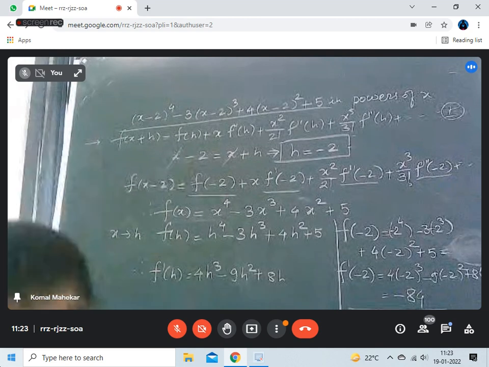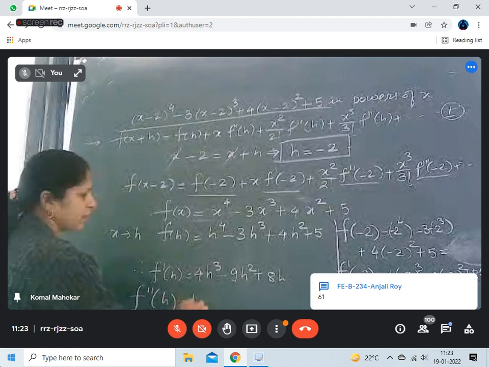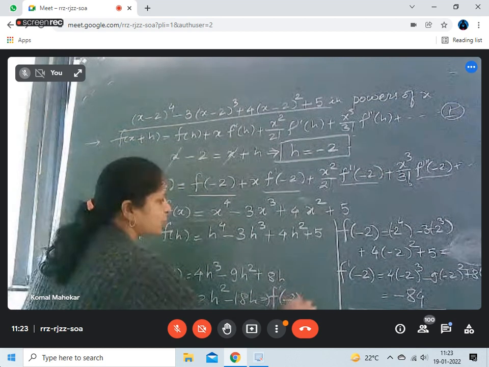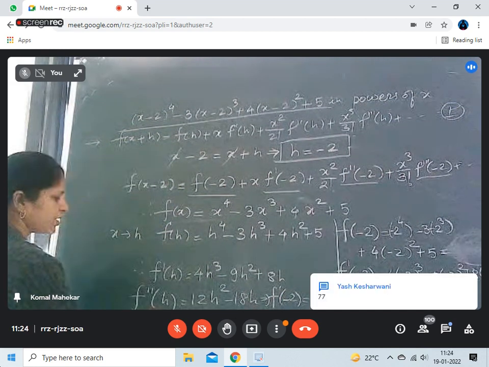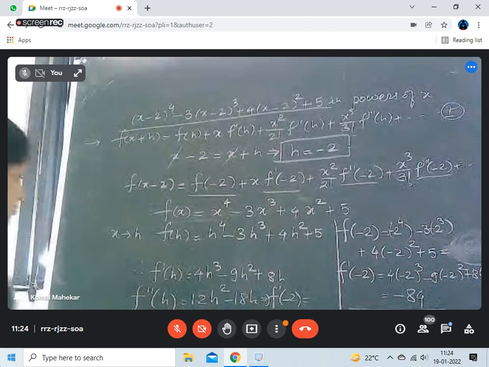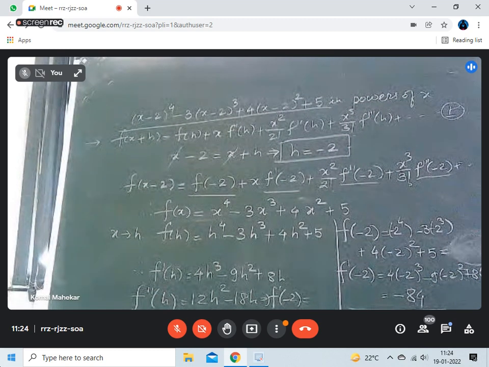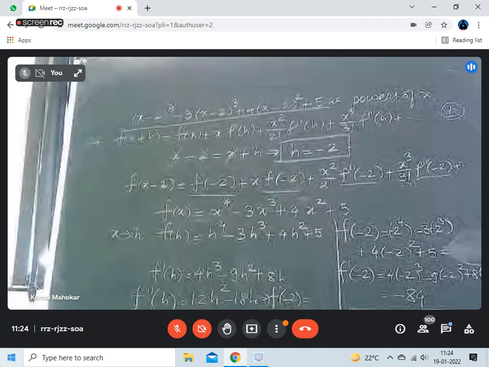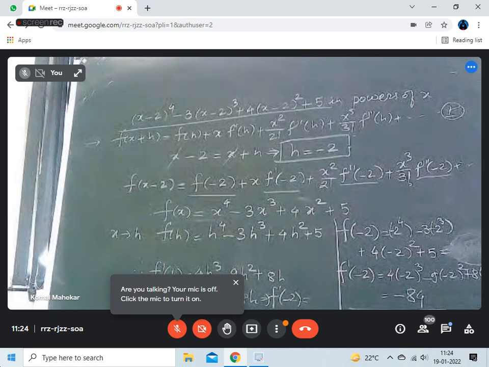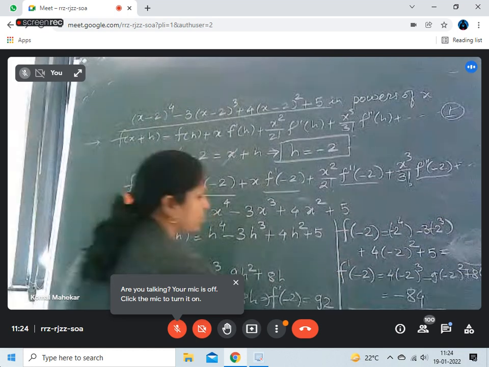Okay. Now the next derivative, f double dash of h, that is 12h square minus 18h. So find out successively all the values. f double dash of minus 2. Correct, f double dash of minus 2 is 92.